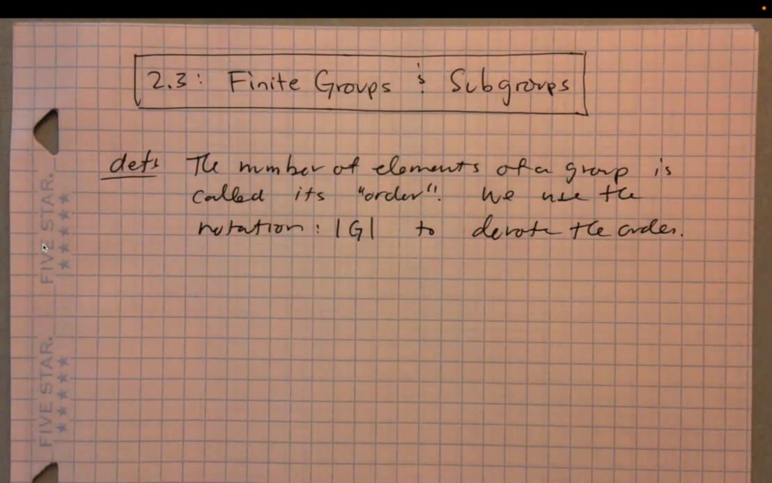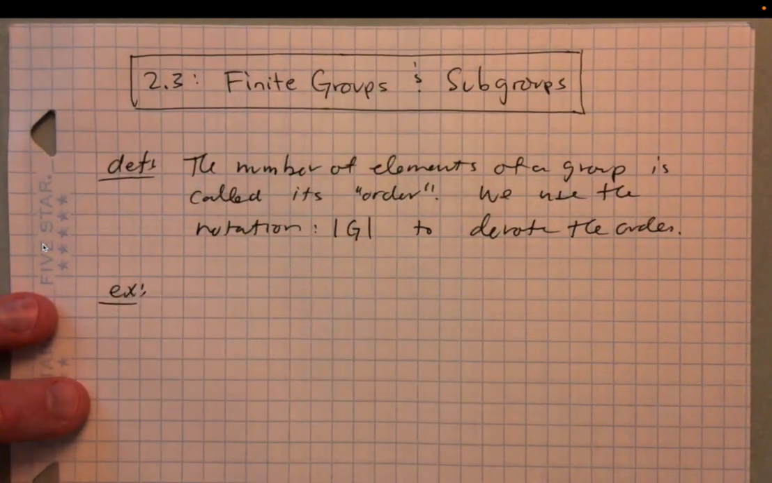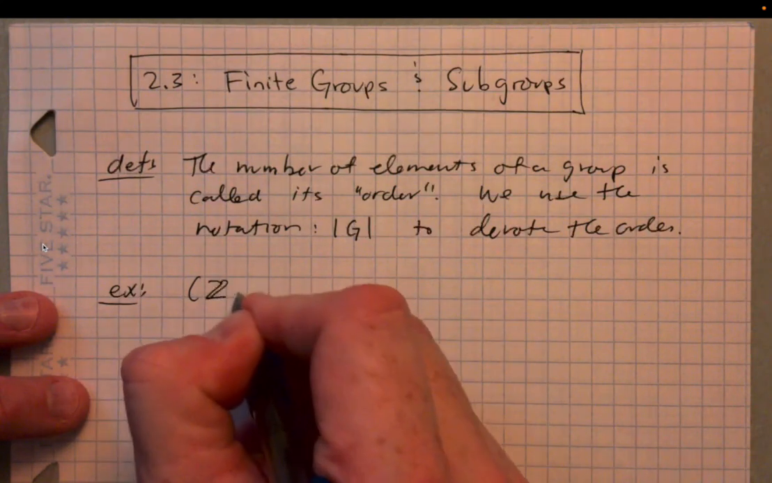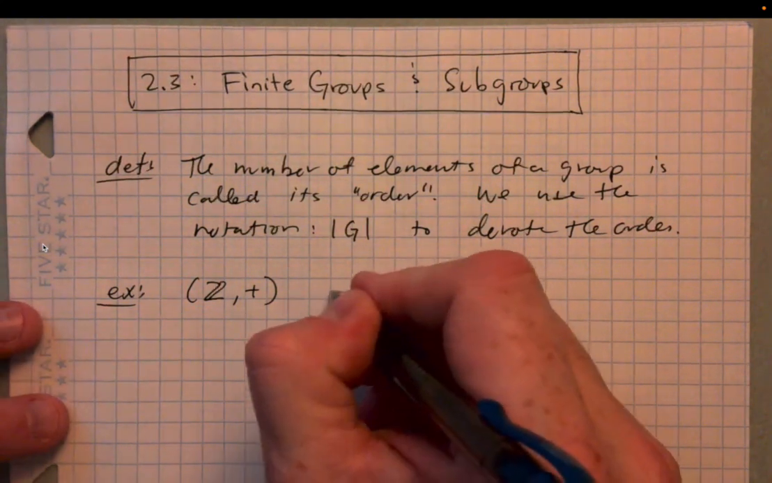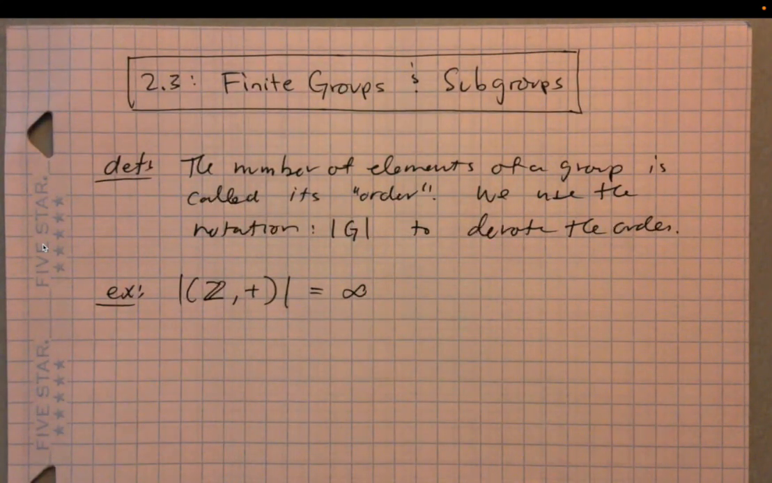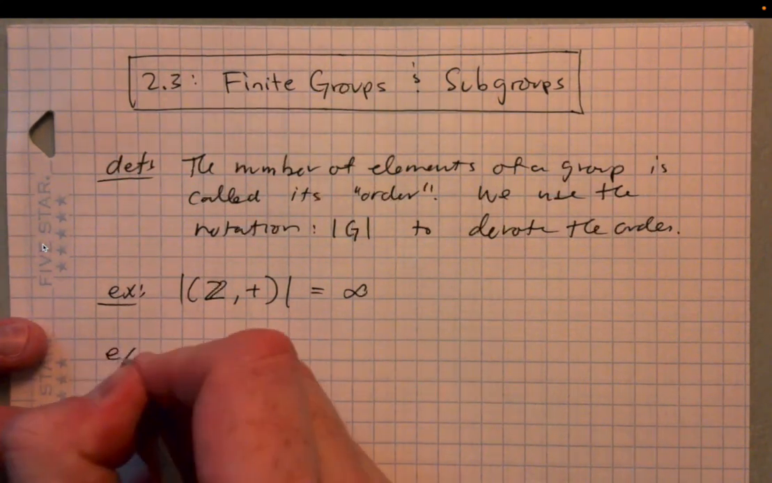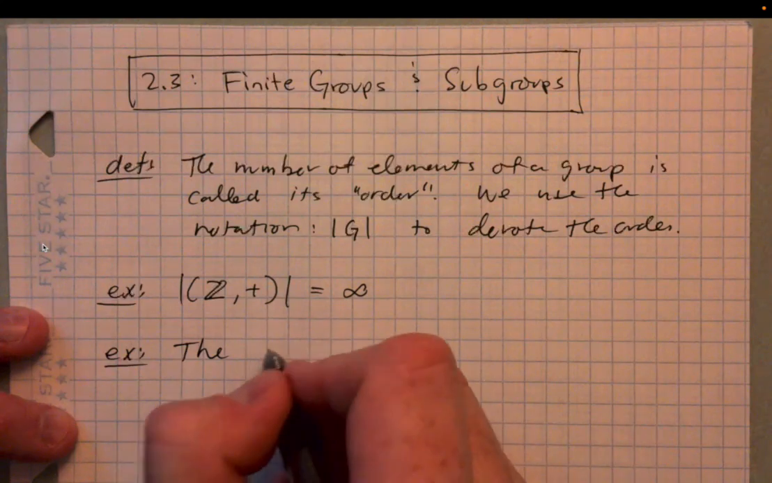Okay. Let's see an example or two here. So the integers under addition, right? We saw this group, the integers under addition. Obviously, the size of this group, the order of this group, is infinite. Right? So we could say the order is infinite. Okay, right? Every integer is in the group, so it has infinitely many. Let's talk about a finite group. Let's see an example of a finite group. And this is one I don't think we've talked about yet, but let's get this one out because we'll use it a lot.